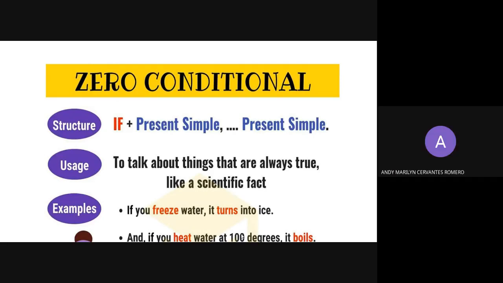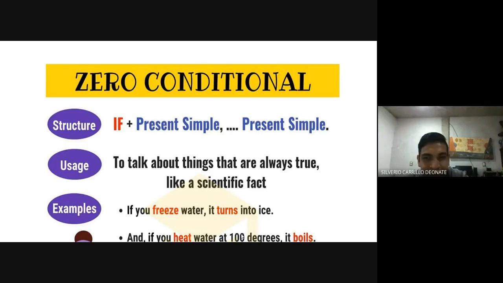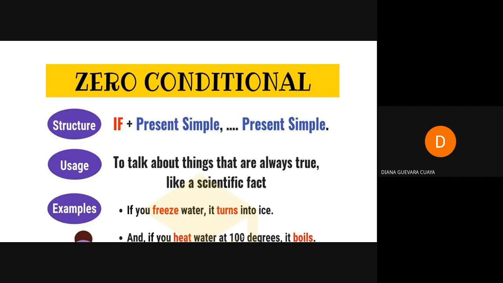Yes, teacher. So in this case, remember the structure. We're going to use if plus the clause, and the result clause in simple present. So in this case, we're going to use simple present in both sentences. For example, in the first conditional, we use simple present and simple future, right? In this case, we're going to talk about simple present plus simple present. So have you copied the examples or the structure of this? Yes, teacher. Okay.